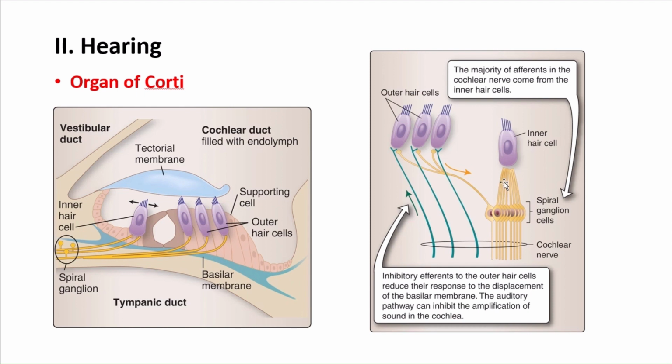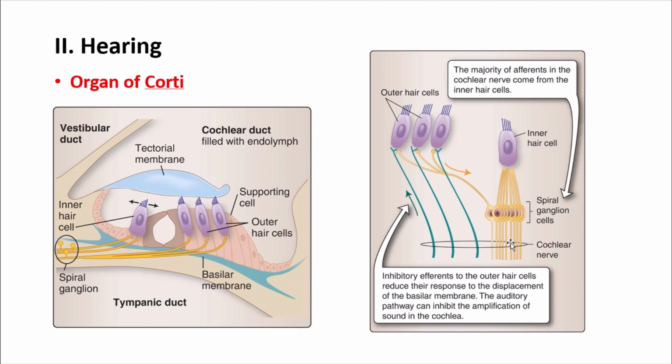In this image, you can see that the majority of the nerve fibers are leaving the hair cells, and these are the afferent fibers, which make up the majority of the cochlear nerve. Many of those nerve fibers are coming from inner hair cells. Some of them are coming from the outer hair cells, and these are afferent, so this is for processing sound.